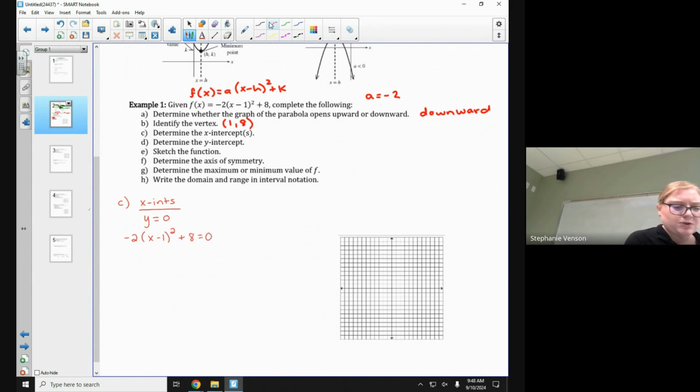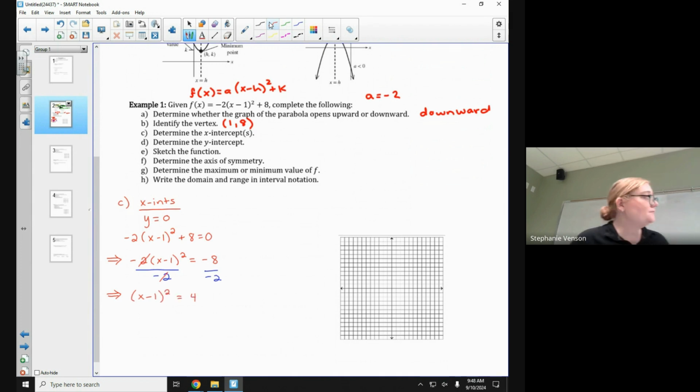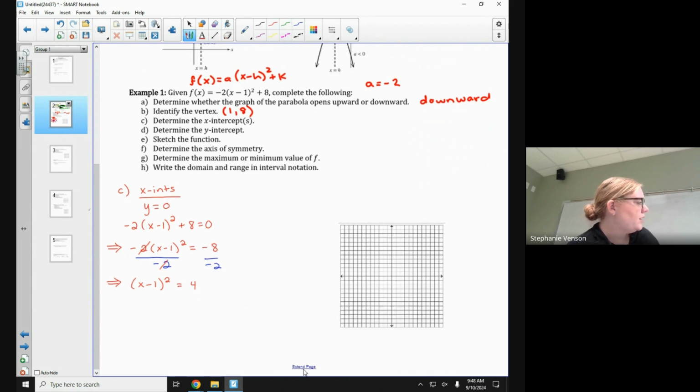So I'll start by subtracting 8 from both sides. So that would be -2 times x minus 1 squared equals -8. And then I'll divide both sides by -2. So we'll get x minus 1 squared equals 4. And now I've got to get rid of the square. So how do I do that?